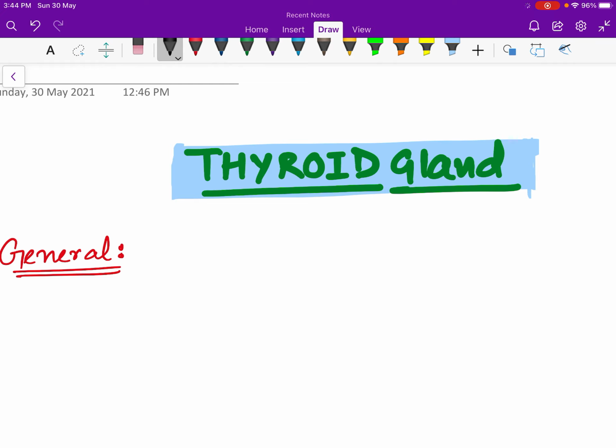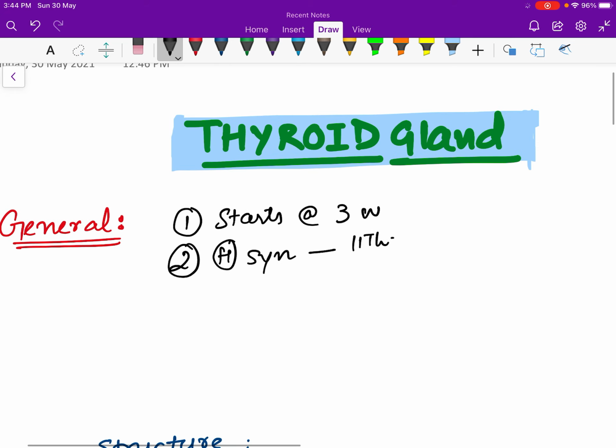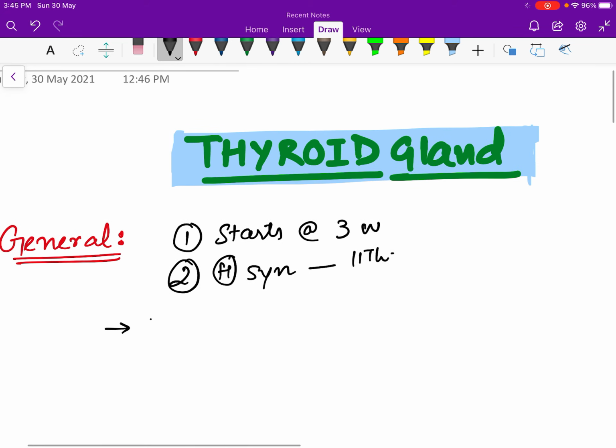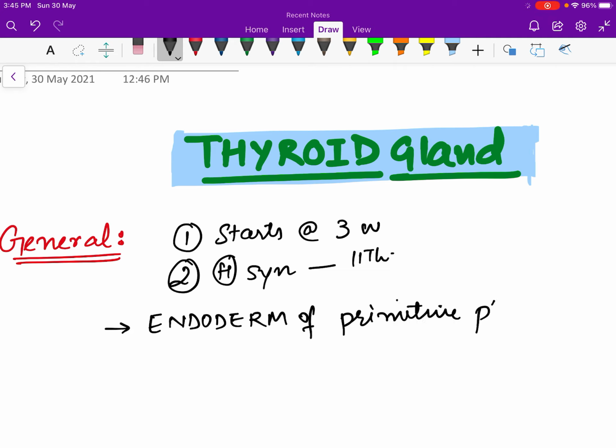So some general points about the thyroid gland. We all know there is one thyroid gland which is present in the neck, and two important points that we need to remember about its development. The development of the thyroid gland starts at the third week, and hormone synthesis starts at the 11th week. Another important point is that it's derived from endoderm of the primitive pharynx.